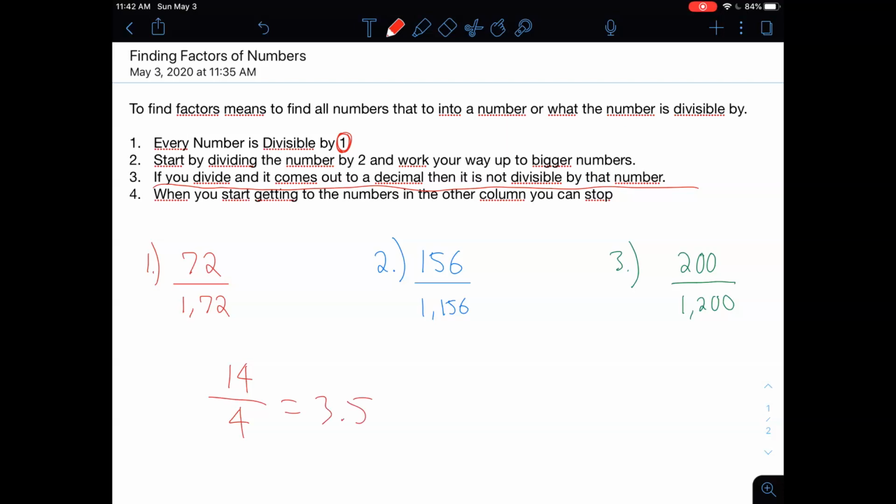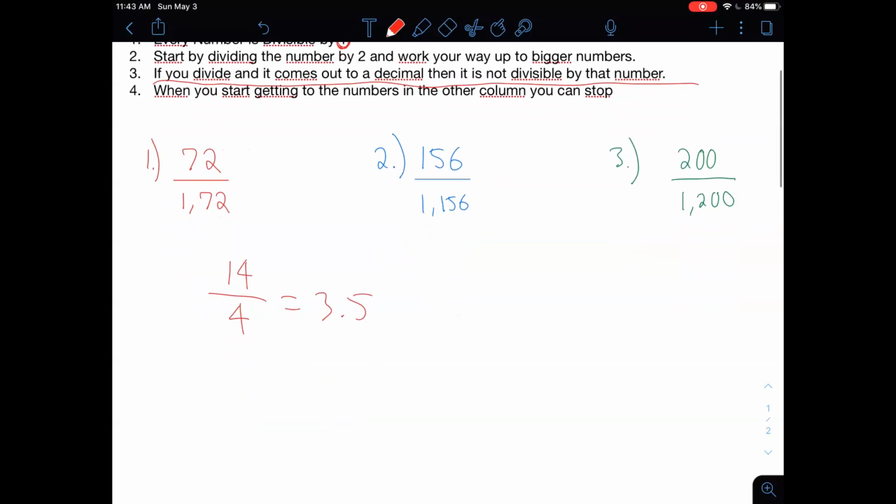Now, does 4 go into 14? Just like knowing from your previous experience with math, does 4 go into 14? No. Does 3 go into 14? No. What about 2? Does 2 go into 14? What's 14 divided by 2? That's going to be 7. And then 2 and 7 would be factors of 14.